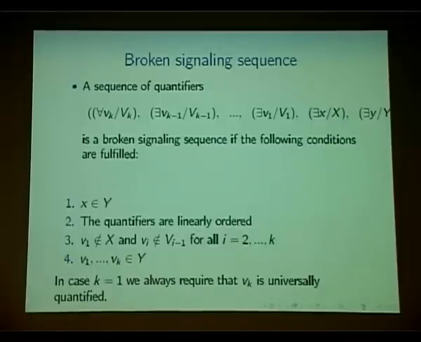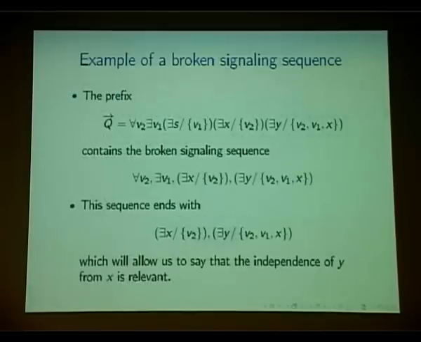But then the signaling sequence becomes broken when the last one, there is y, doesn't see any of the other sequence. That's why x belongs to y, but also all the other variables, v1 up to vk, belong to y. So it breaks the signaling sequence. There are some examples here. For instance, we have this signaling sequence: v1 sees v2, then there is an x that sees v1, but then there is a y that doesn't see any of them.